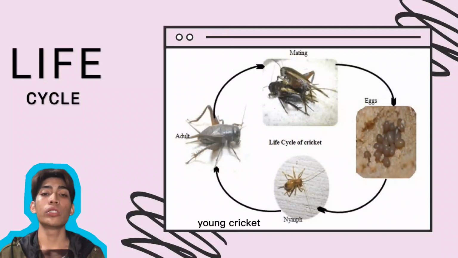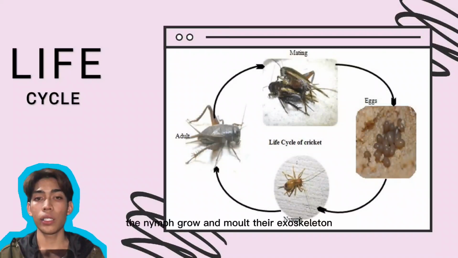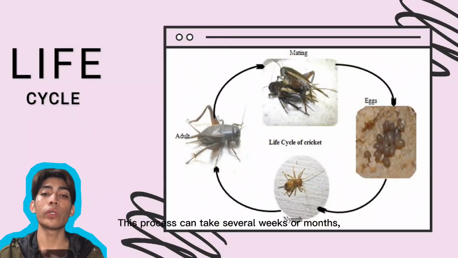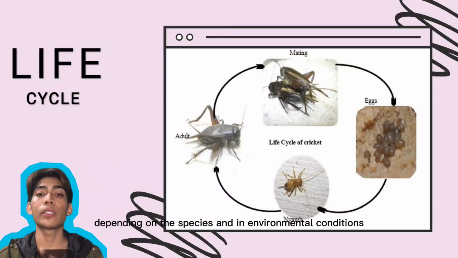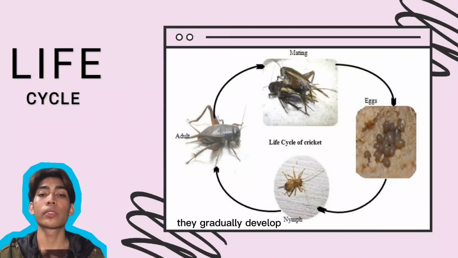Once hatched, young crickets called nymphs go through several stages of development called instars. During each instar, the nymph grows and molts its exoskeleton. This process can take several weeks or months depending on the species and environmental conditions. As the nymphs molt, they gradually develop the characteristics of adult crickets, such as fully developed reproductive organs. Once the nymphs have completed their final instar, they become adults.